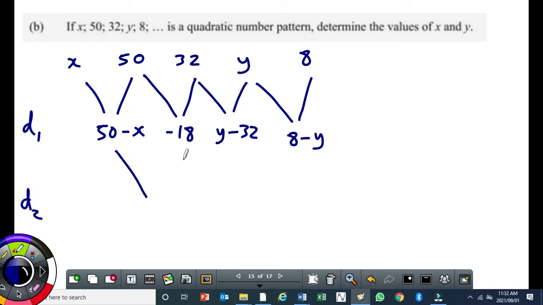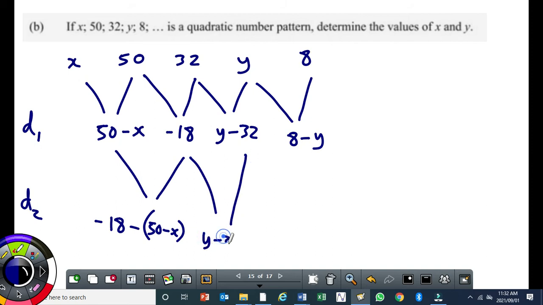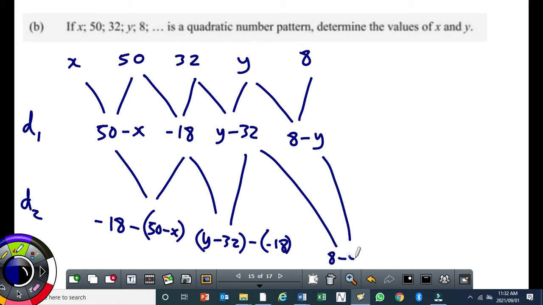Here, that will be minus 18 minus (50 minus x). And then you have y minus 32 minus (minus 18). And then the last one will be 8 minus y minus (y minus 32). This is a binomial, so you must put it in brackets. So you're supposed to do this.